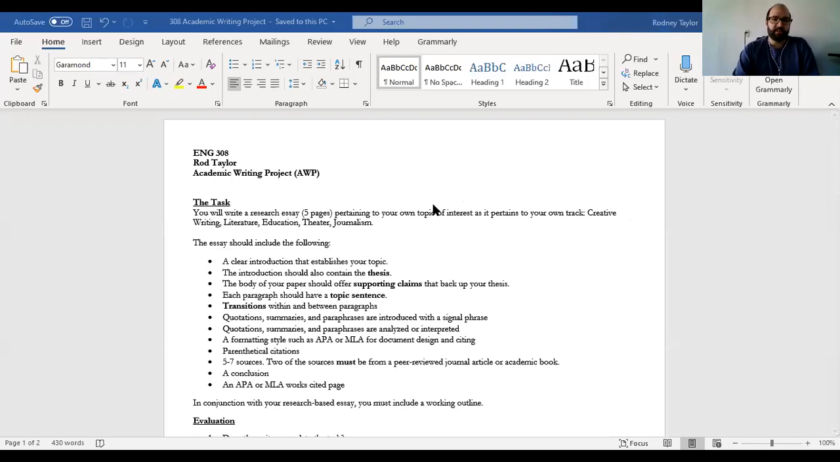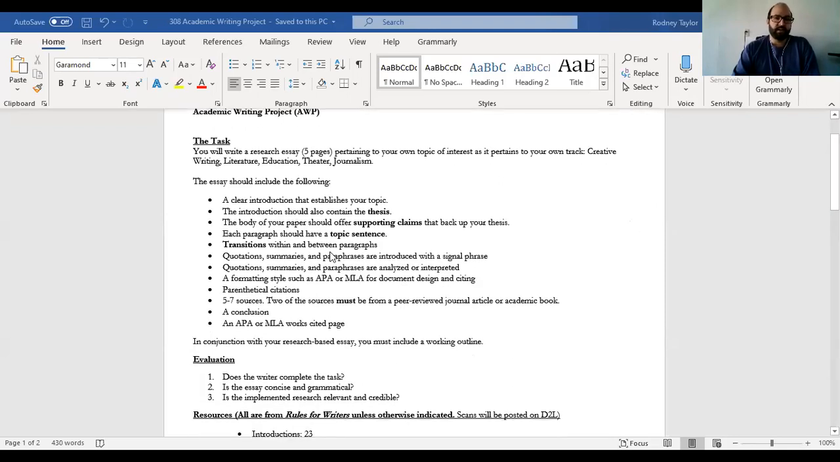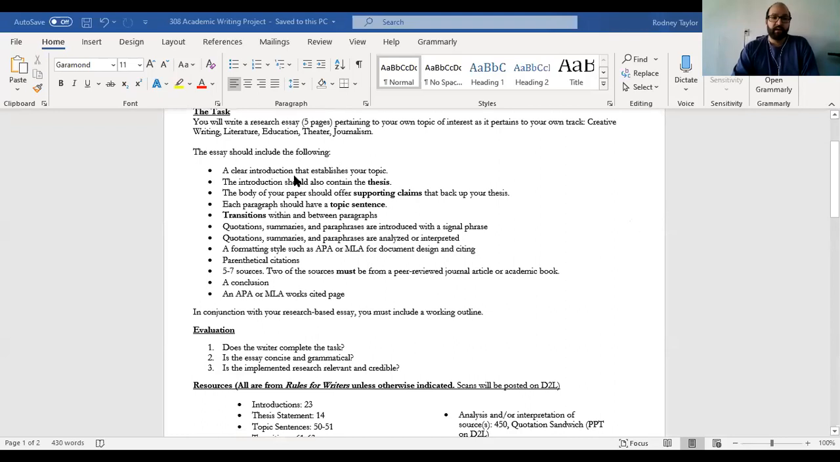For creative writing, literature, education, theater, journalism, and of course, if you're an English minor, then you can write about whatever interests you in your own major. The essay should include the following: a clear introduction that establishes your topic. The introduction should also contain the thesis. The body of your paper should offer supporting claims that back up your thesis. I'll get to that later.